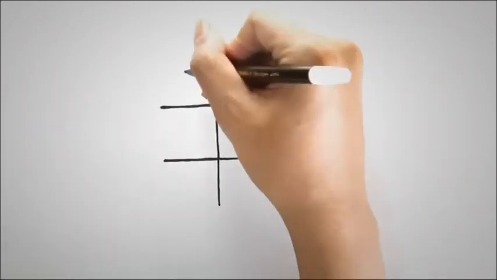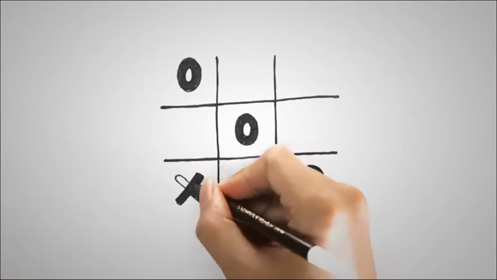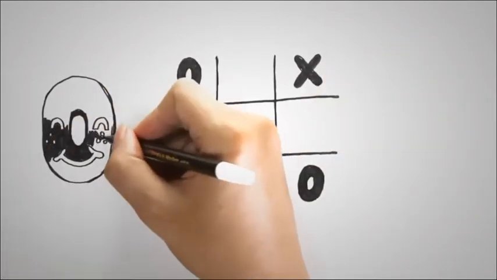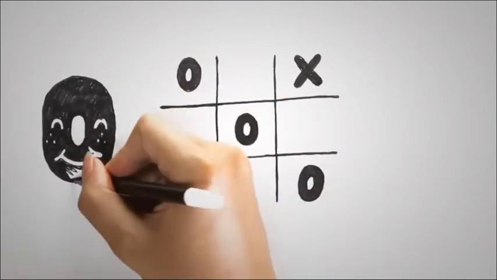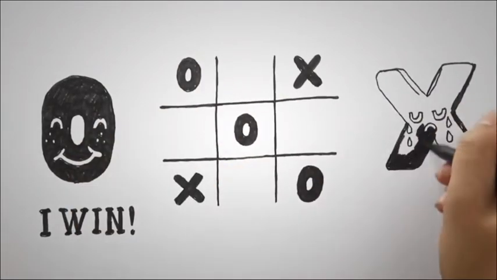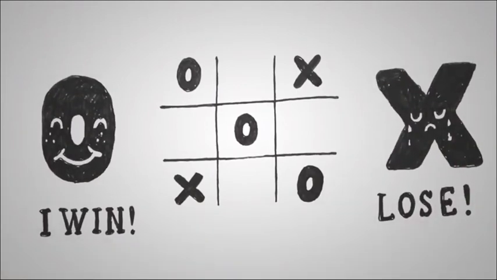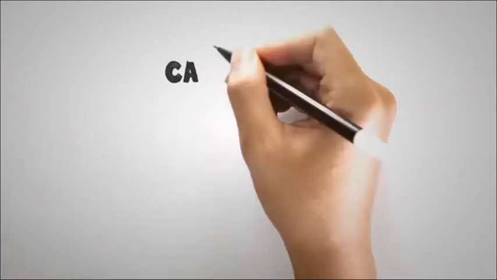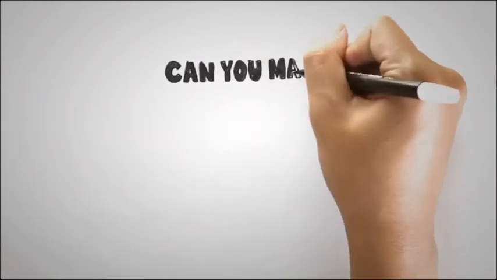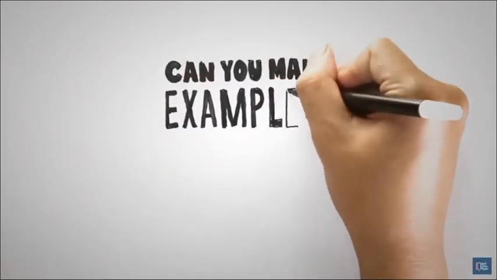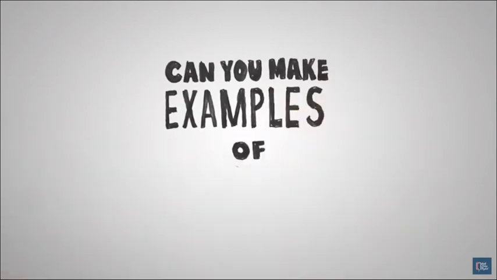Let's try another example. This time, let's play a game. Let's play tic-tac-toe. If you get three crosses in a row or three O's in a row, then you win. If you can't, then you lose. These are the rules, and this is also a zero conditional. So, these are examples of zero conditional sentences. You can use zero conditional sentences for facts and rules.